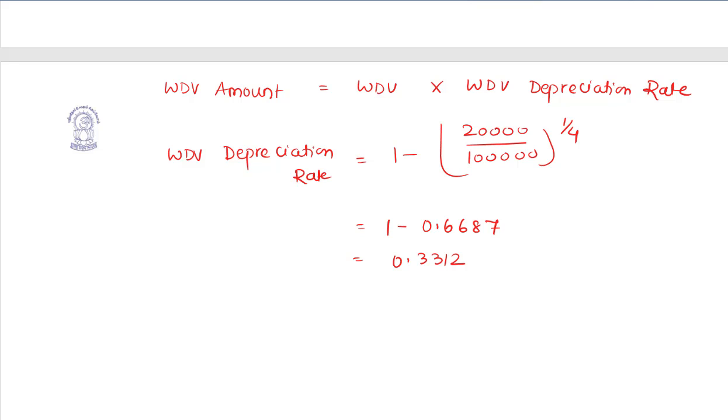For calculation of the rate, we have to multiply it by 100. So this is 33.12% because we have multiplied by 100. So we have received 33.12%.